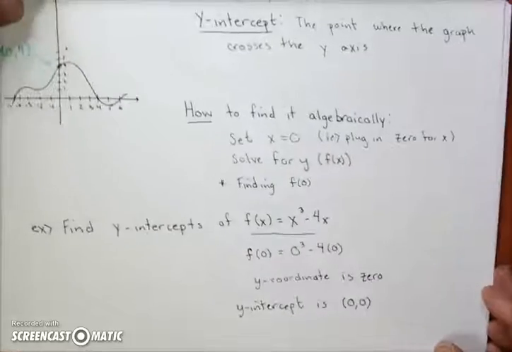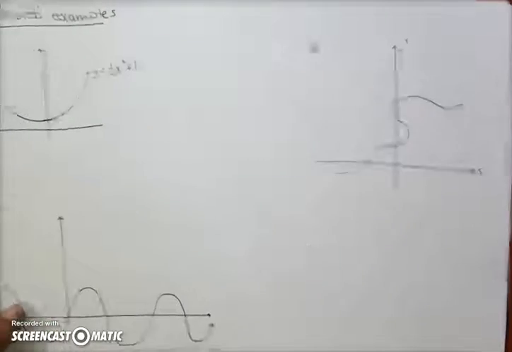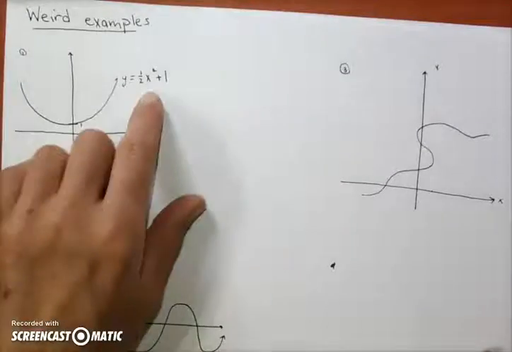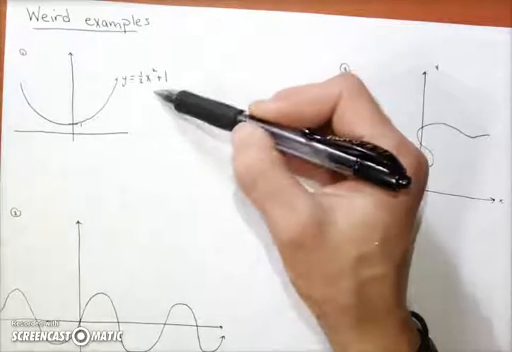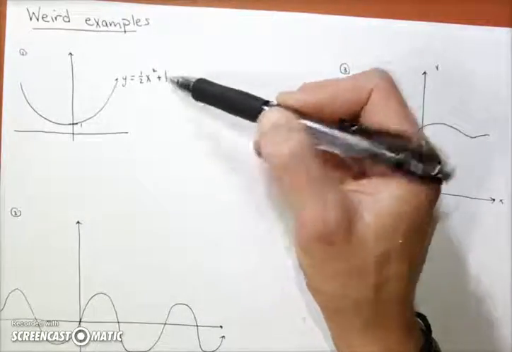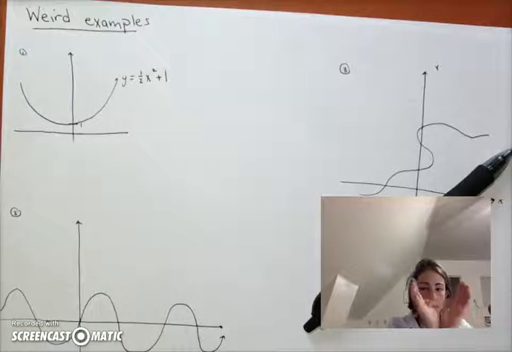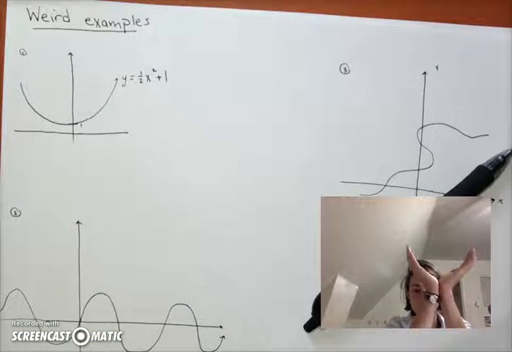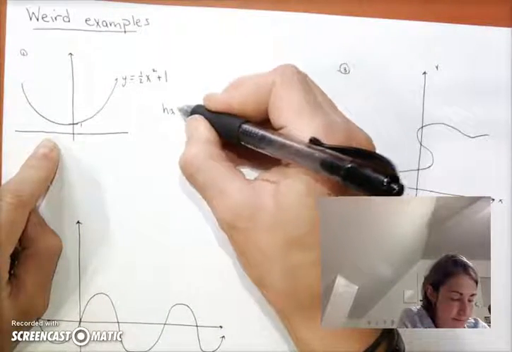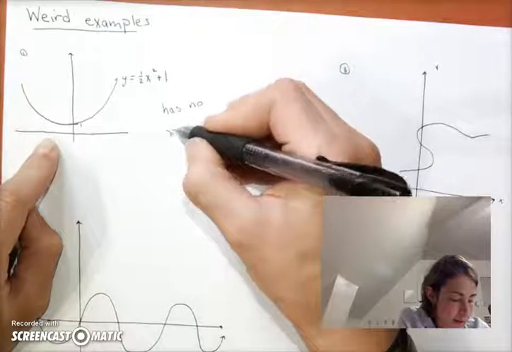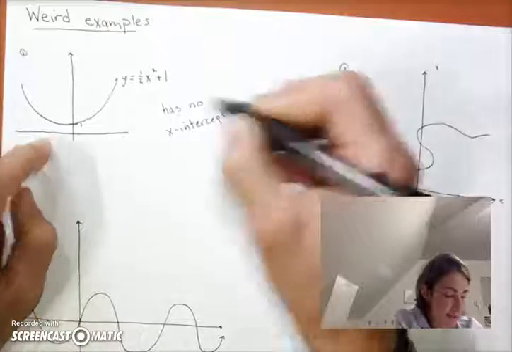Okay, so here are some weird graphical examples. If we look at the graph of this parabola, so a quadratic function, where I've added 1. So here's what I've done. I've taken the parabola, the normal one, and I pushed it up by 1. This one has no x-intercepts. So it is possible to have a graph that never crosses the x-axis.